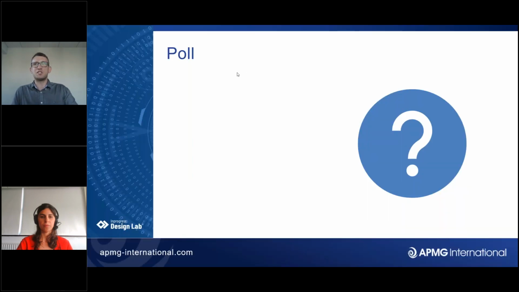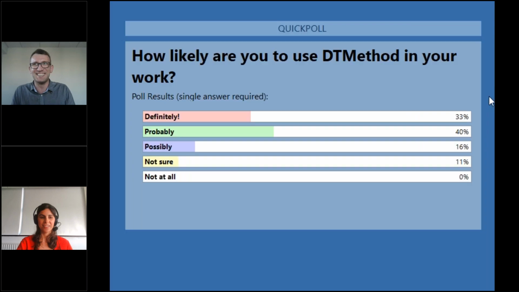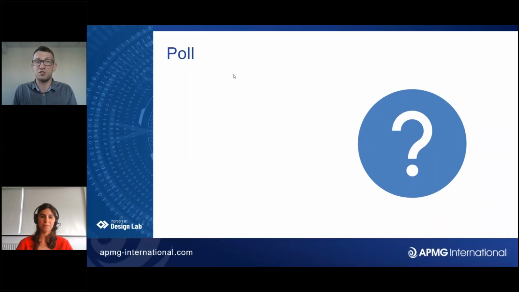73% of you answered the poll, which means that a lot of you stayed till the end of the webinar, which is quite a success. And the results: 33% of you definitely want to use the DT method. I'm very glad. 30% of you probably, 60% possibly, and 11% not sure. It's very promising.